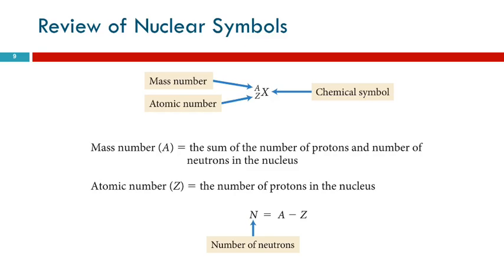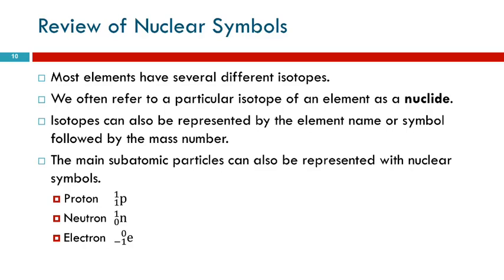This is stacked up like you were going to subtract, and so you take A minus Z, and that gives you the number of neutrons. So hopefully you remember some of that. Most elements have several different isotopes. Some have 2, some have 3. You can't predict from the periodic table. When we talk about a particular isotope of an element, it's often referred to as a nuclide. So that's a particular isotope.